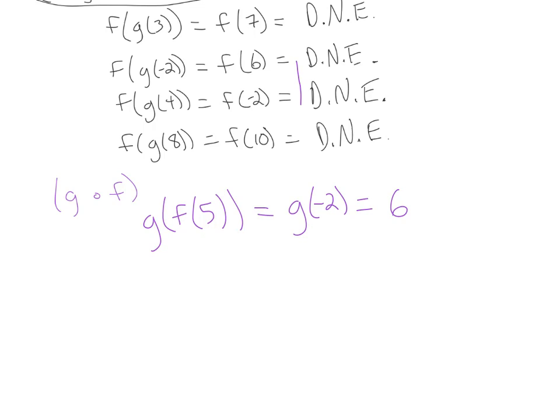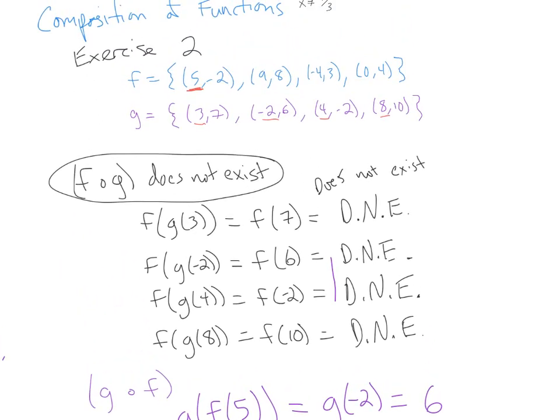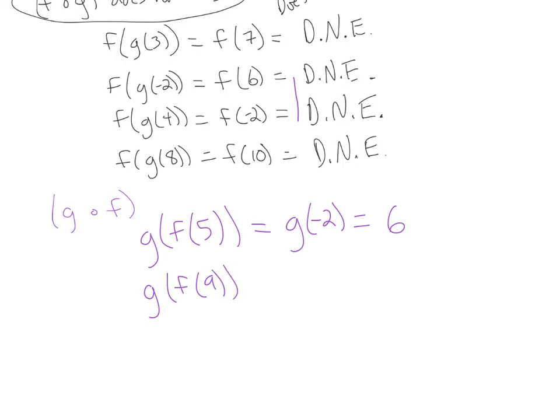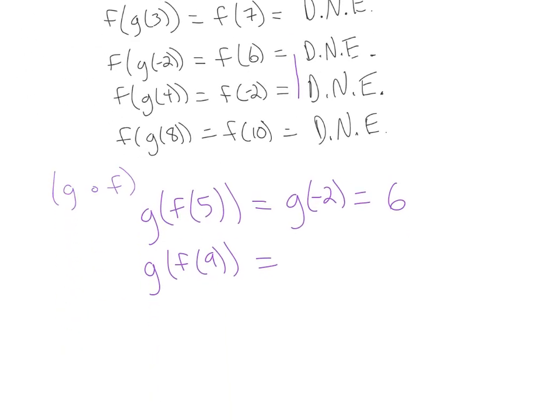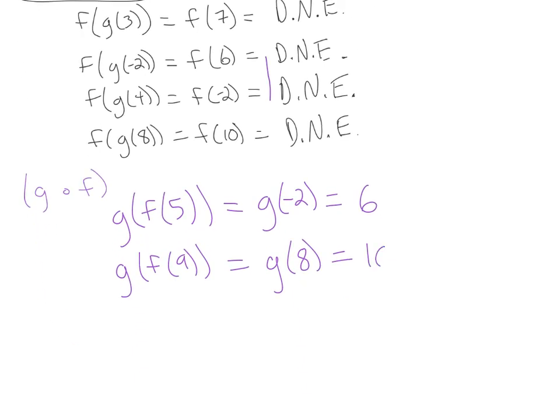And you can play the same game for the rest of the points. I'll do one more and then leave the rest to you guys. So f at, let's check out what happens at 9. F of 9, when I plug in a 9, it kicks out an 8. So I'm really looking at g of 8. And when I plug in 8, do I have any 8s? Oh, yeah, I actually do have an 8 in my x values for g, and that kicks out a 10. So my output would be 10. So when I compose g of f at 9, it results in 10.